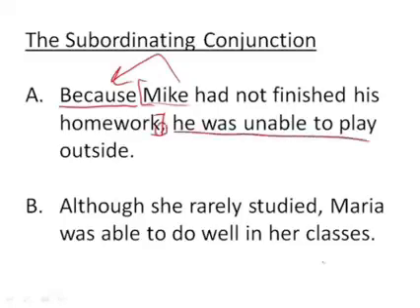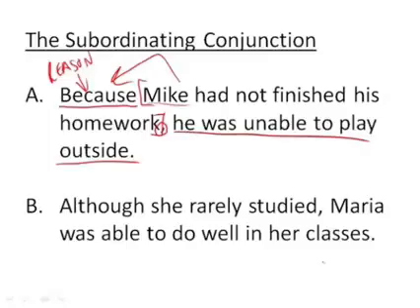He was unable to play outside. Again, the word because is a subordinating conjunction, and it gives us a reason for something. But if I just said because Mike had not finished his homework, period, that would be wrong, because that is not a sentence. It is a dependent clause, and you cannot end it with a period. You must have a comma and then an independent clause.